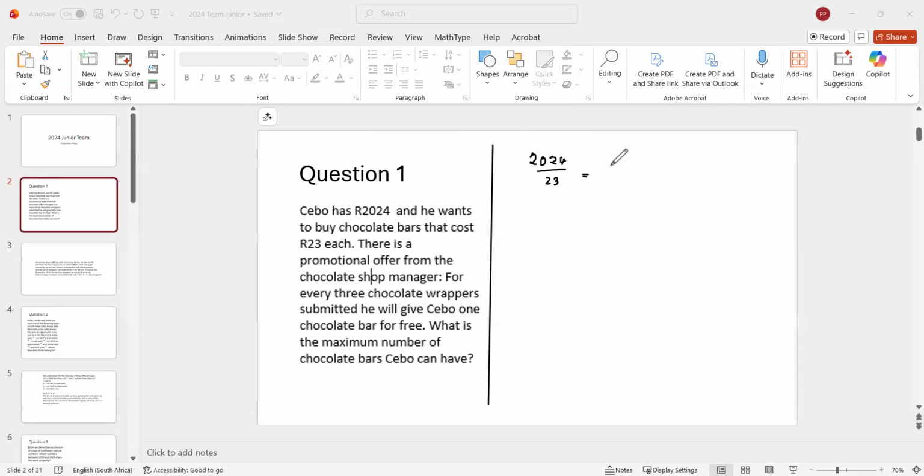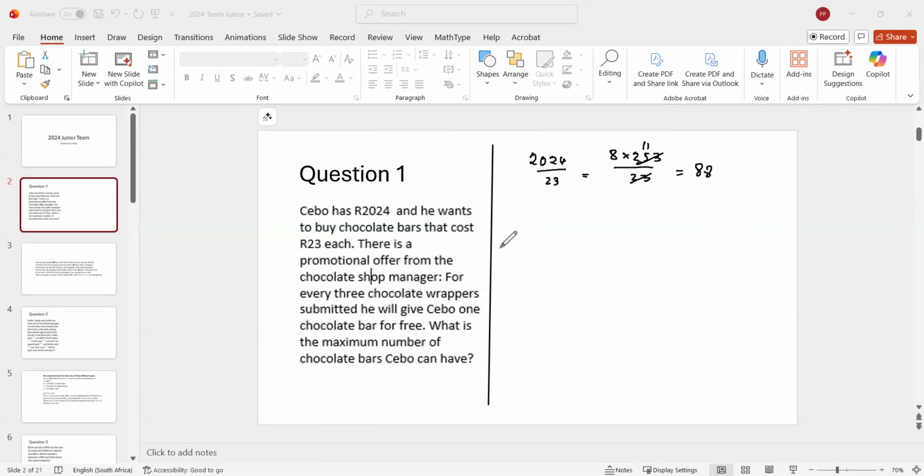Now, normally I factorize and cancel. So I can see 8 goes into this because the last 3 digits are divisible by 8. And 8 goes into this 253 times. 2 plus 3 is 5. So 23 goes into this 11 times. So you have 88. You can see divisibility by 11 comes in.